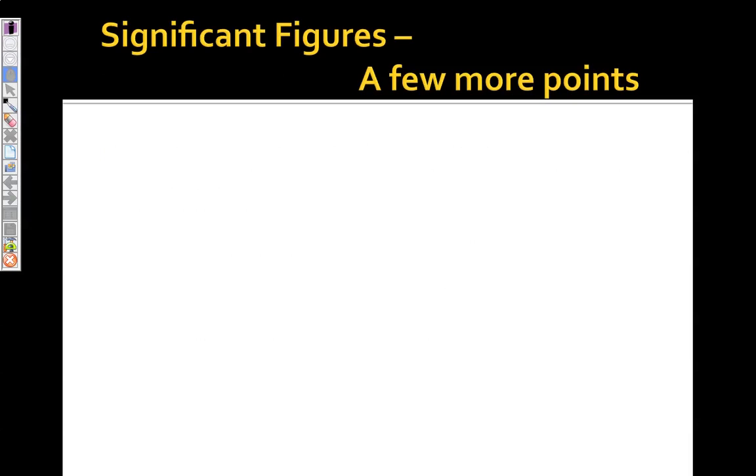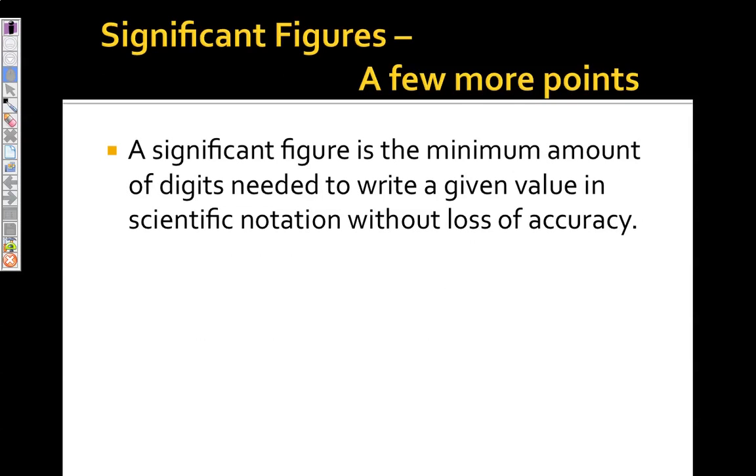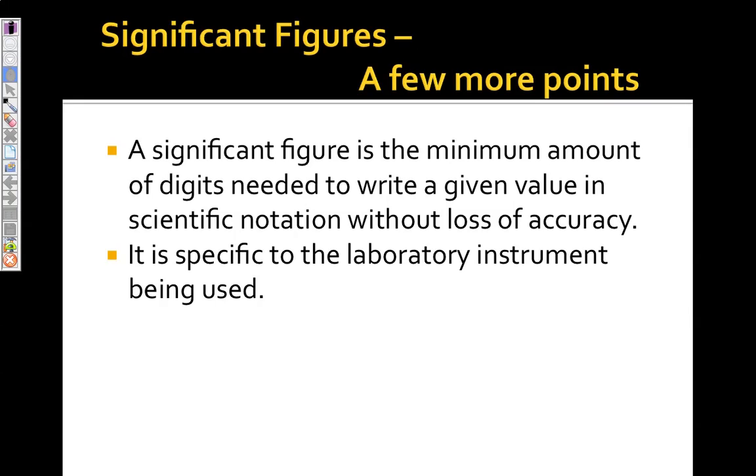Significant figures. You got a worksheet on this with all of the rules, but a few points about them more specifically. It's the minimum amount of digits needed to write a given value in scientific notation without losing the accuracy of that number. It is specific to the laboratory instrument that we are using. Our graduated cylinders, for instance, the 10 milliliter, has a different amount of significant figures than our 20 or 50 milliliter graduated cylinder.